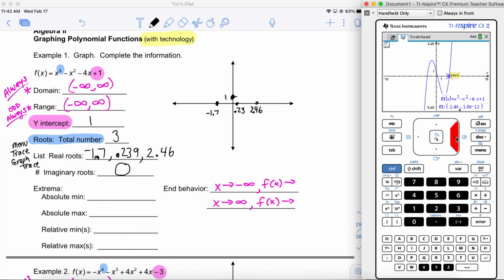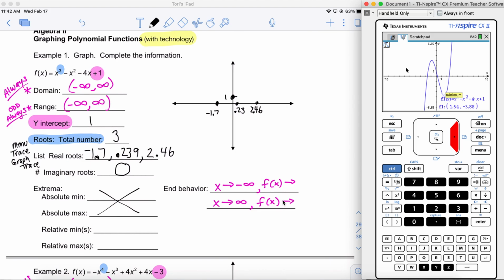Everything else is going to be labeling your mins and maxes. Okay, so this is odd. That means I am not going to have an absolute min or max. I'm just going to cross those off. For my relative, though, I'm going to have to click through. It will label it for you. If you keep clicking, see how it says minimum? That's a relative minimum.